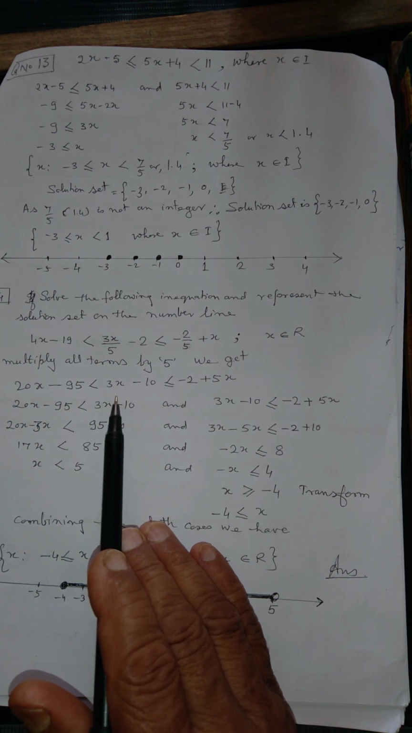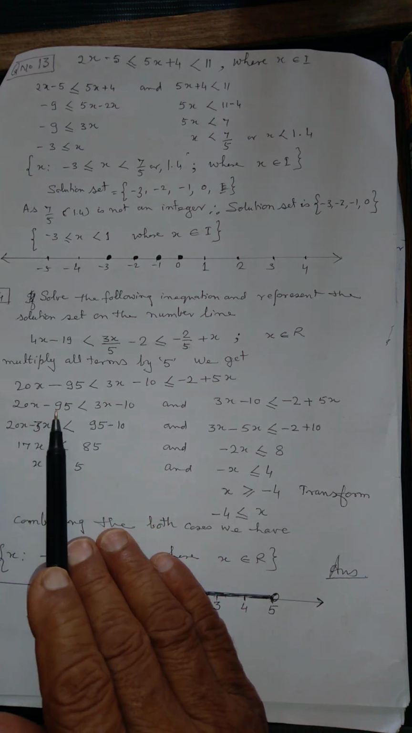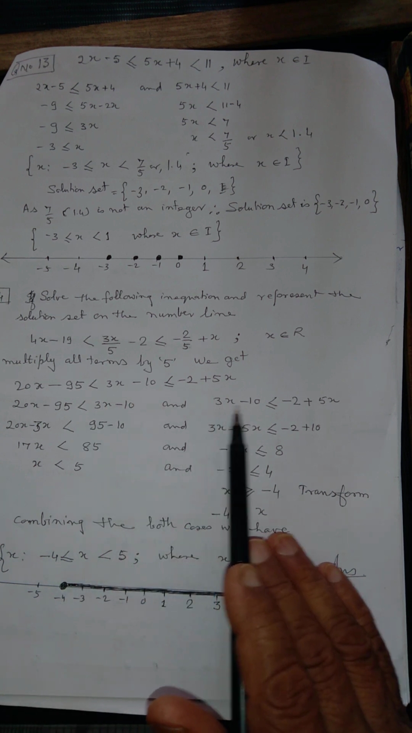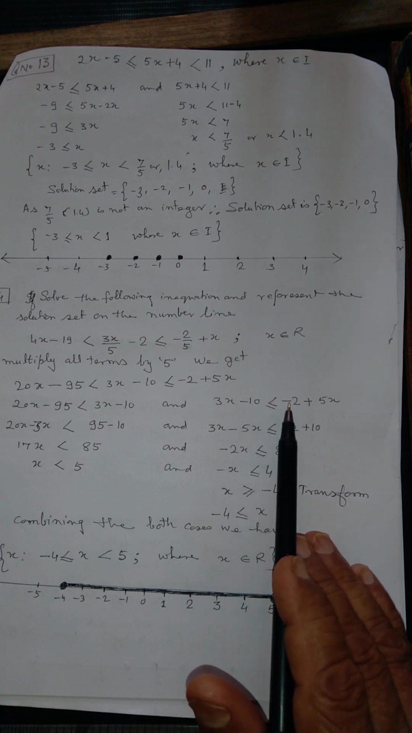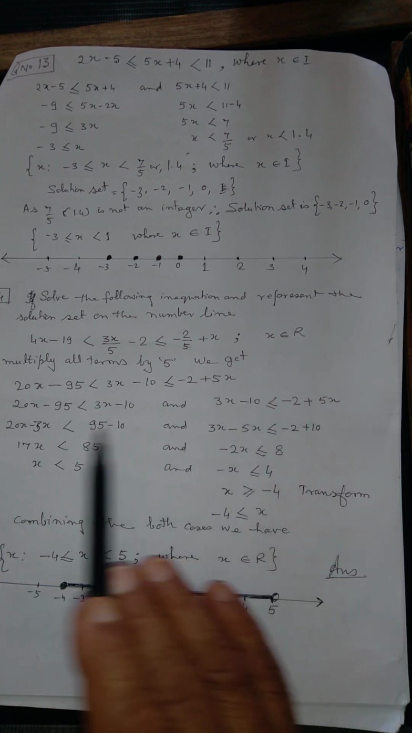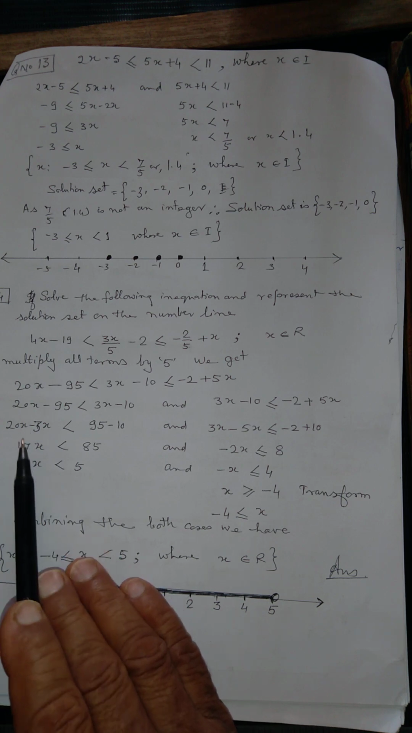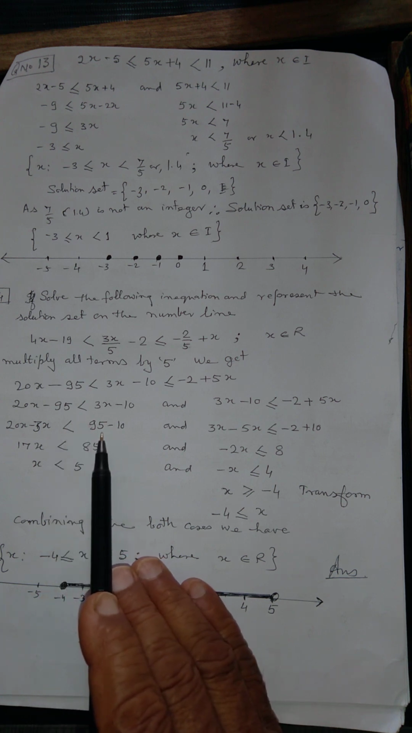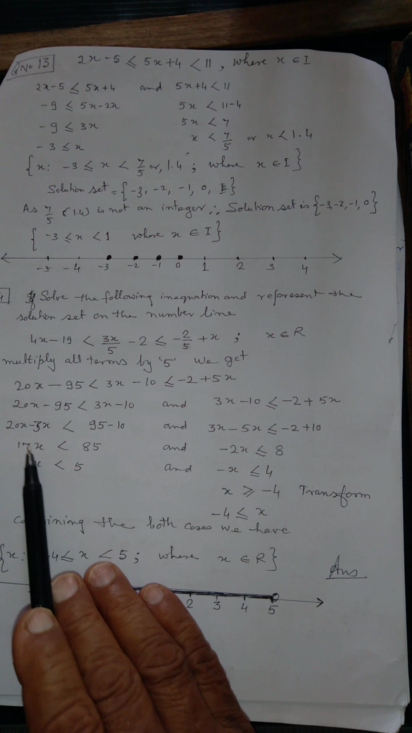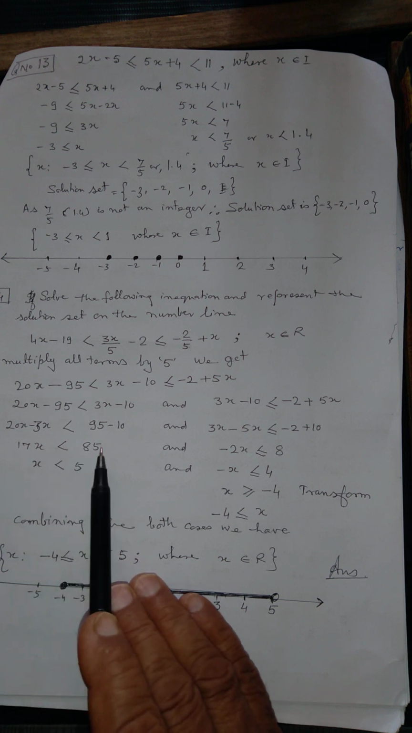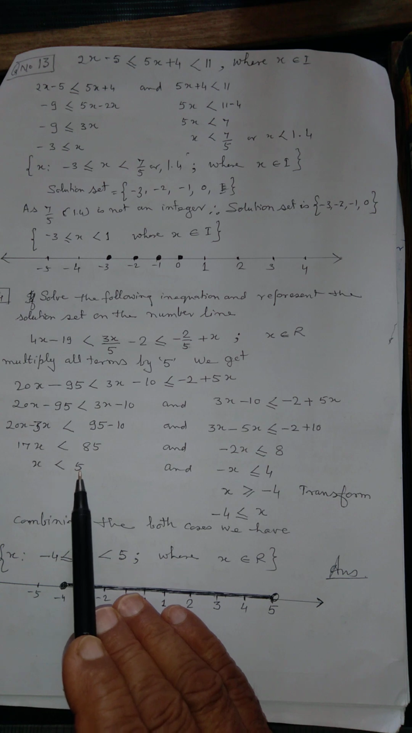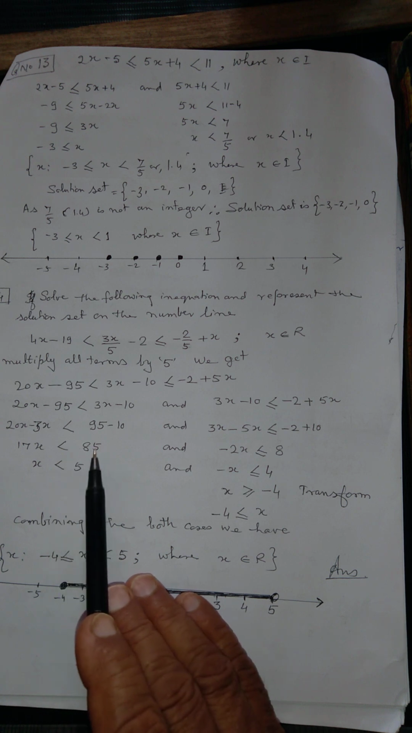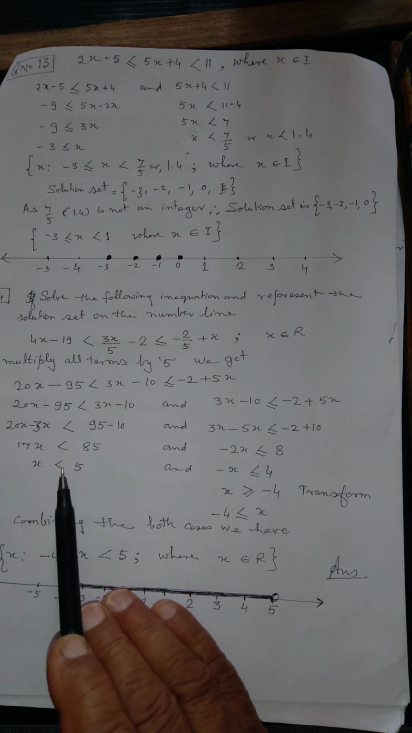Now splitting this inequation in two parts: 20x minus 95 less than 3x minus 10, one part. Second part is 3x minus 10 less than or equal to minus 2 plus 5x. So in the first part, you solve it. 20x minus 3x less than 95 minus 10. So it will become 17x less than 85. 17 times 5 is 85, so we get x less than 5.